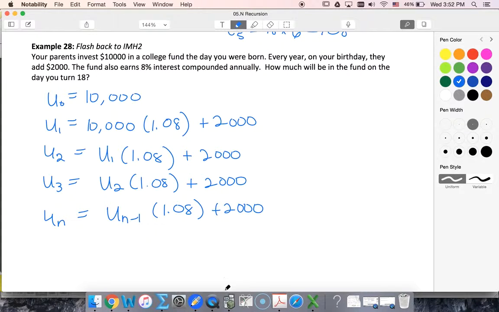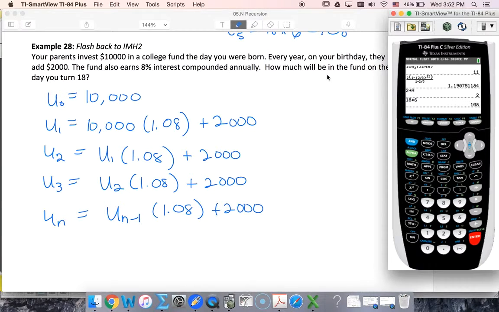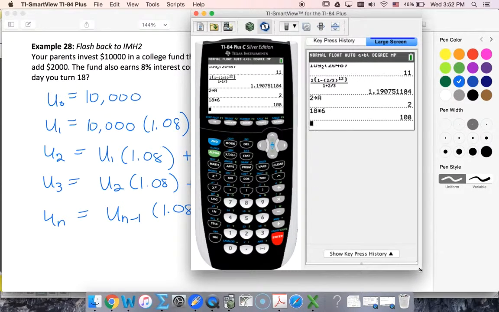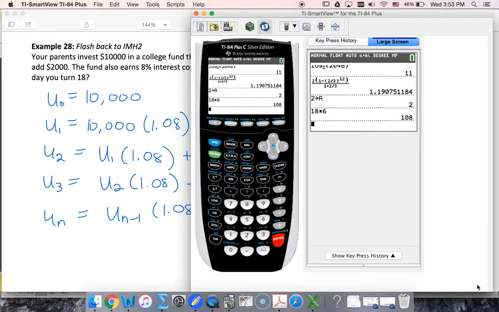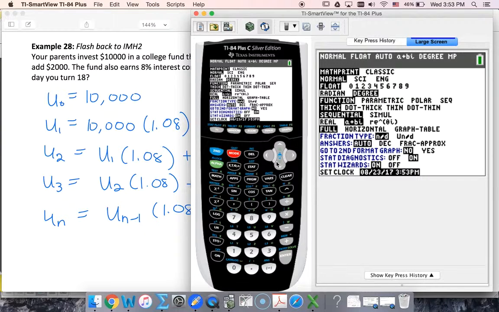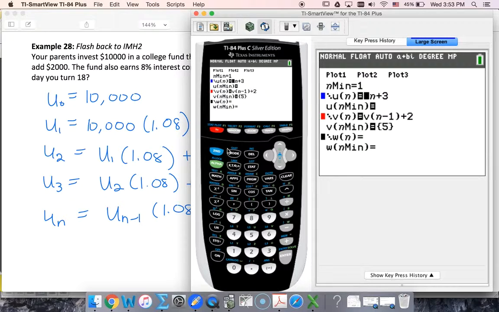So let's look at our calculator for this. My calculator has a sequence mode that is going to be super useful for us here. So I'm going to go into sequence mode. Currently I'm in function, so I'll come into sequence. All right. And now I'll go into my U sub n. I'm going to clear out what's previously here.